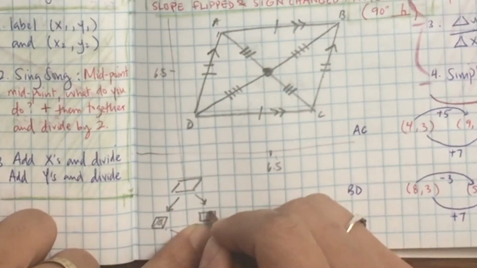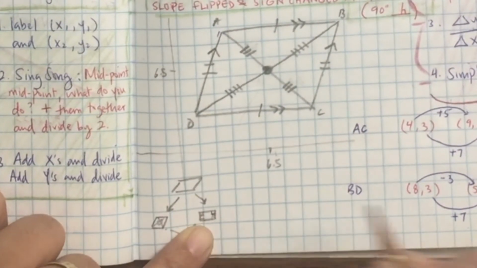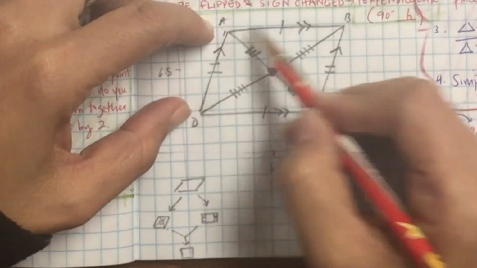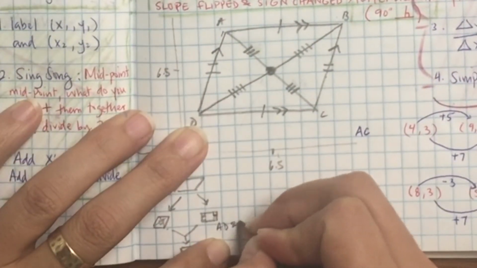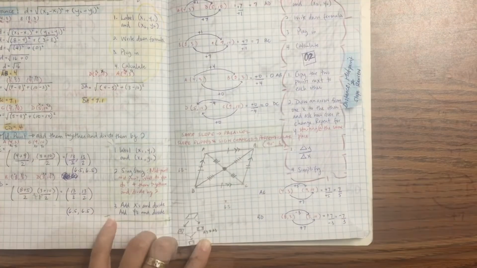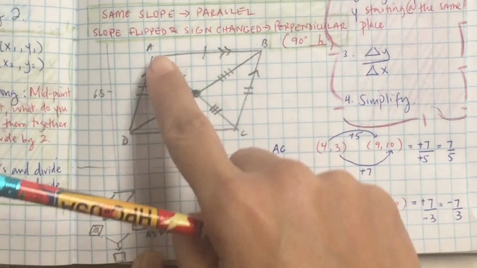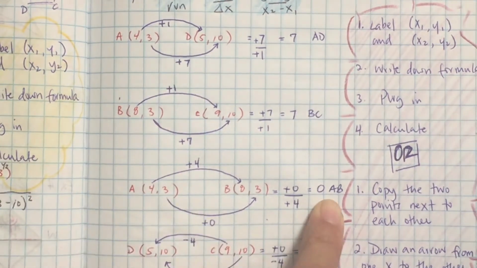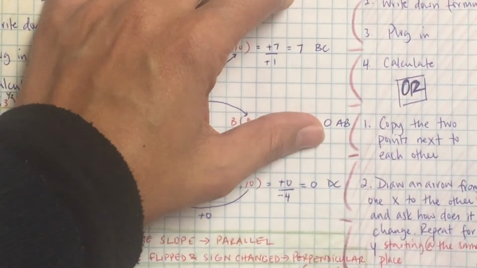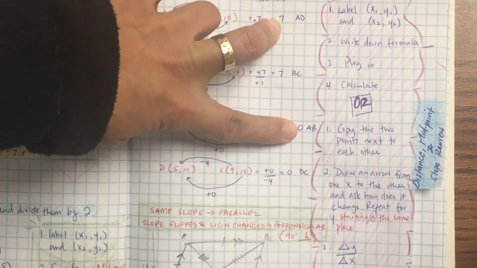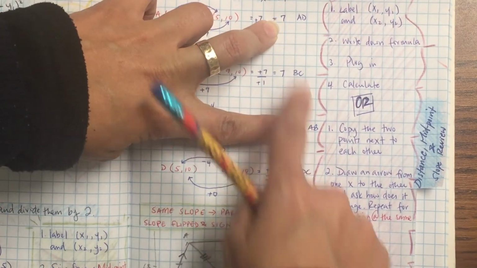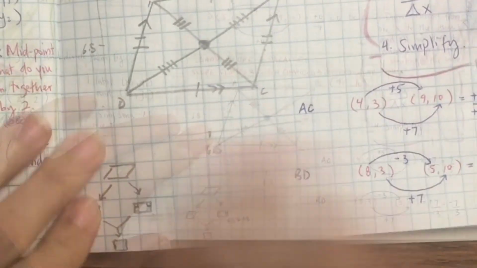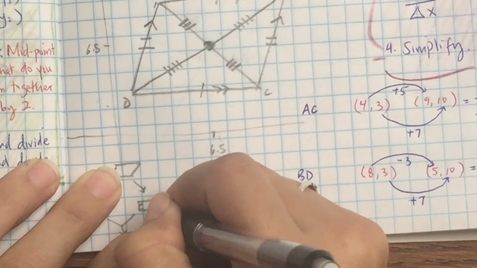So now I'm going to check to see if it's a rectangle and see if the corner angles are 90. So that means I need to check the slope of AD and AB. If that's 90, then it could be a rectangle. So I think I've already worked this one out actually. So the slope of AD is 7, the slope of AB is 0. Are those perpendicular? Meaning if you flip it and change the signs, you get the same number? No. So it's not a rectangle either. So it has to be a parallelogram.